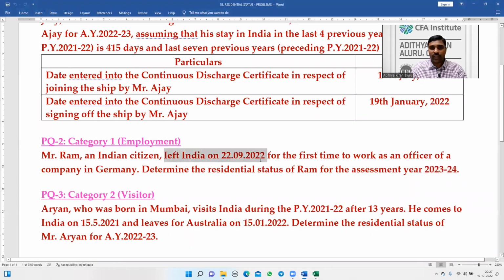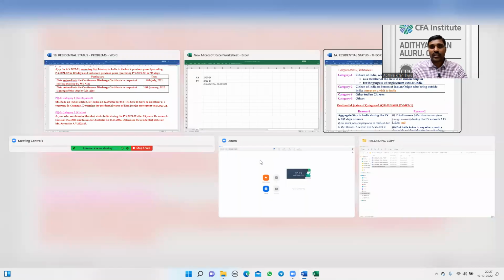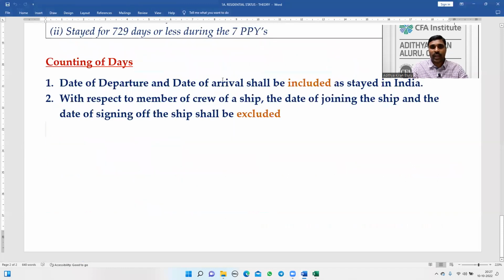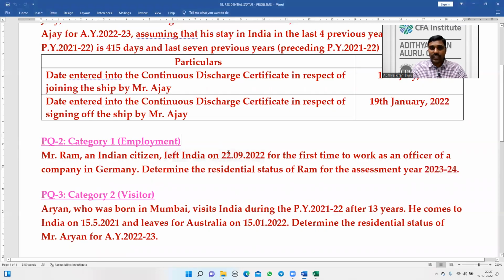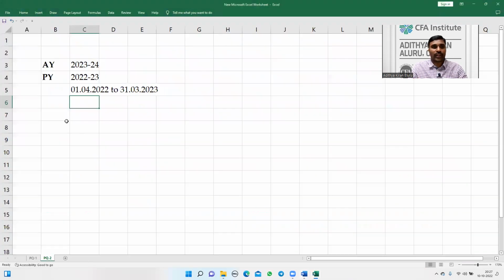So he left India on 22nd September. As I told you, other than for crew members, the date of departure shall also be included in India. So 22nd September also I have to include in India. Now, how many days has he stayed in India?